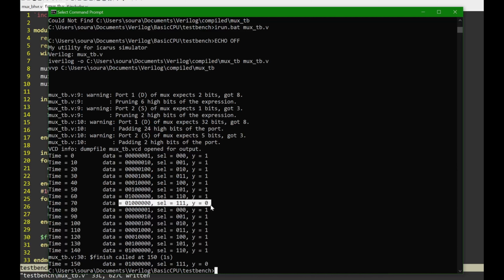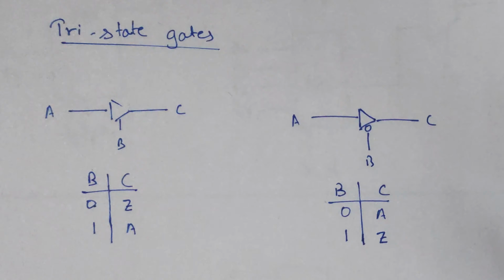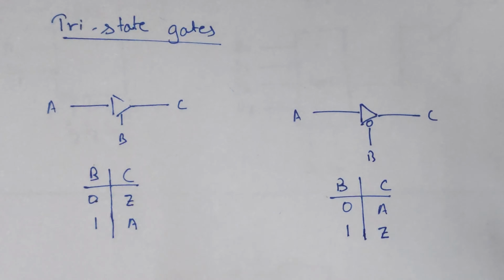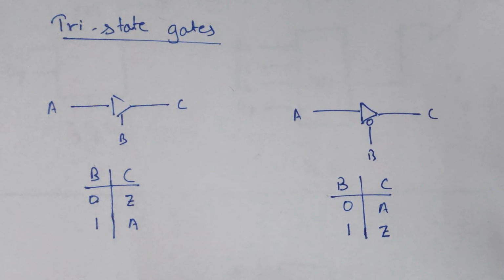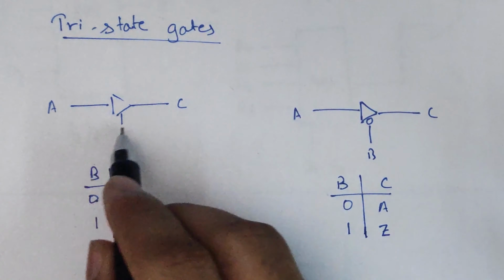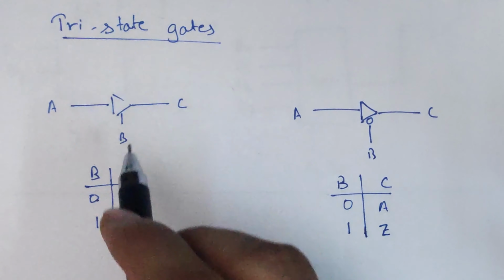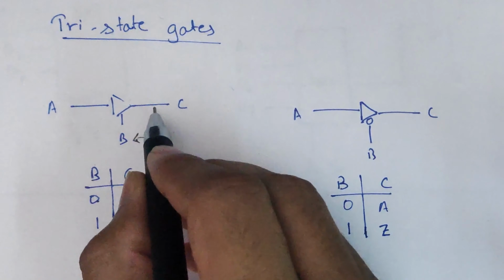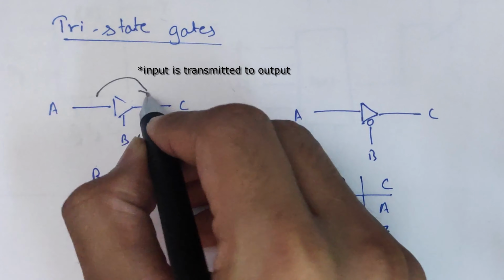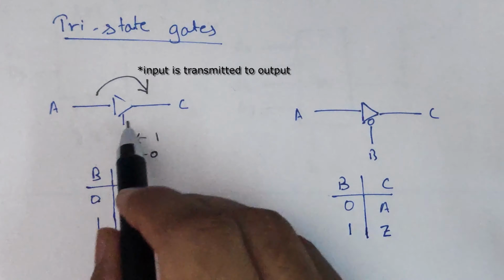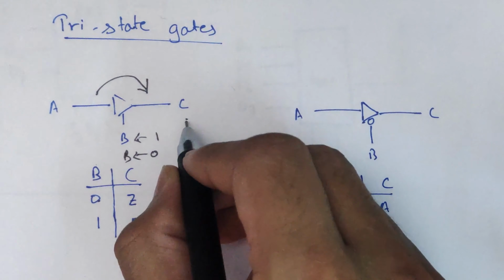Let's see how we can design a mux using logic gates now. There are many ways of designing a mux, but the one which I prefer the most is the one derived from tri-state gates. We're going to be using tri-state buffers all over the project, so let's understand them first. A tri-state gate can be thought of like a switch. If B is equal to 1, then the switch acts like a closed circuit, so the input is directly transmitted to the output. And if B is 0, then the output is in high impedance.